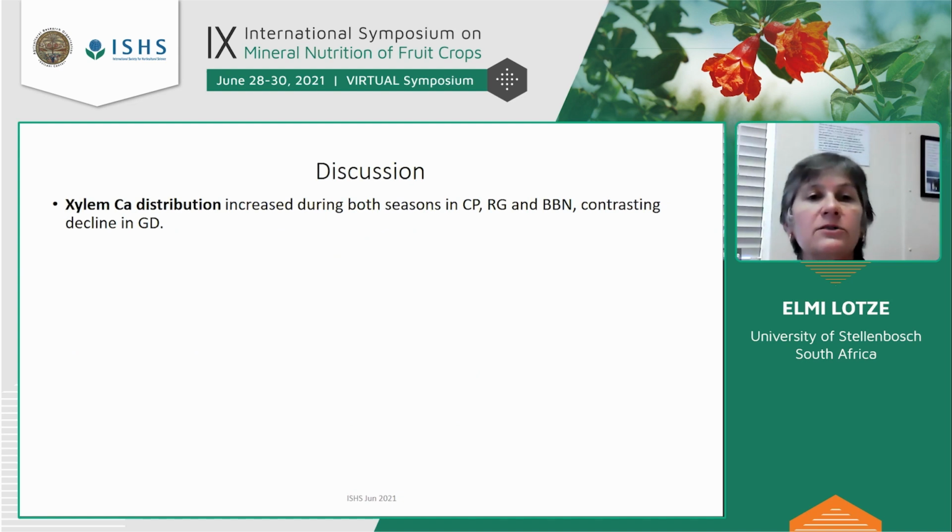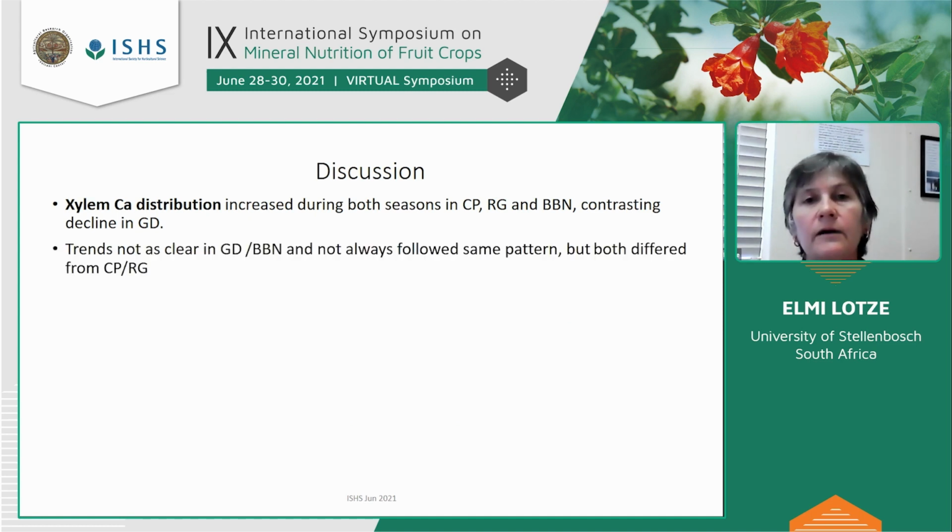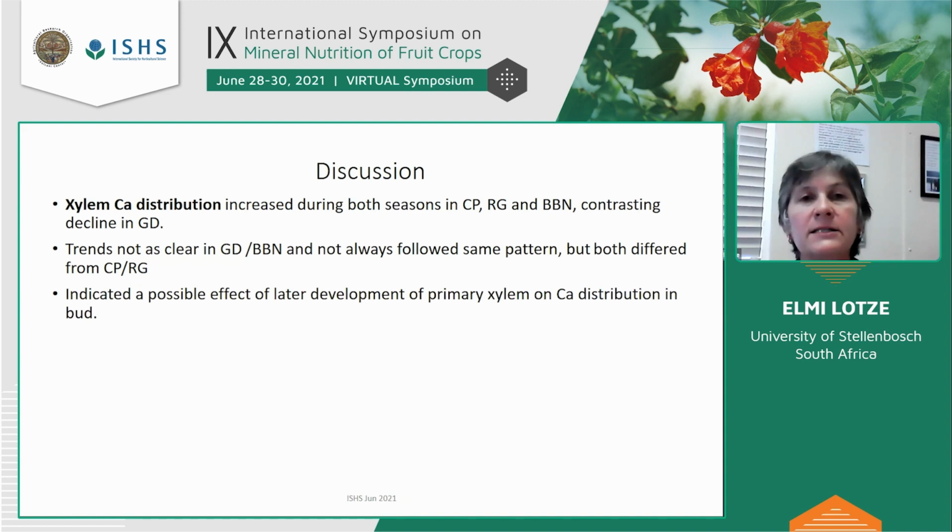The calcium xylem distribution increased during both seasons in 3 of the cultivars, Crips Pink, Royal Gala, and Brabant, and this contrasted the decline in Golden Delicious. Unfortunately, the trends were not as clear in the Goldens and the Brabant and didn't always form the same pattern, but both differed quite significantly from the Crips Pink and the Royal Gala trends. This indicated the possible effect of the later development of the primary xylem on the calcium distribution towards the bud.